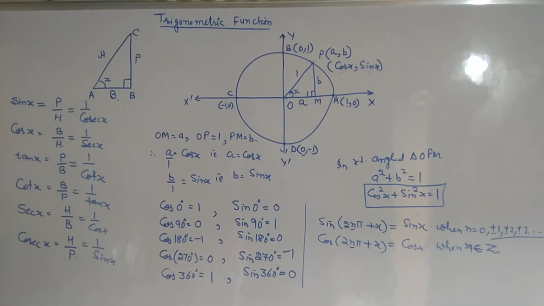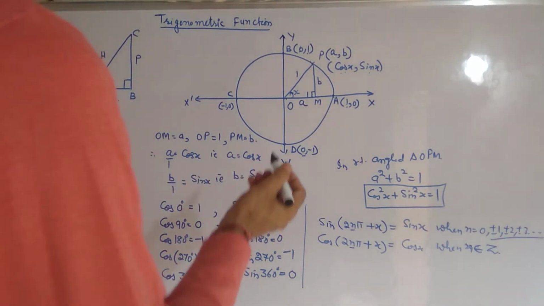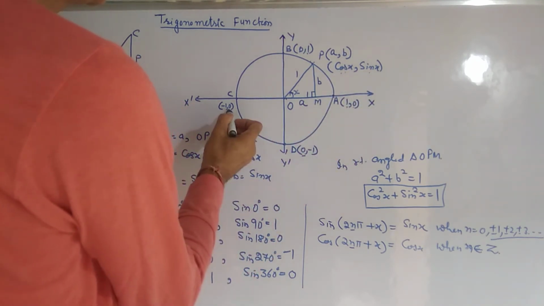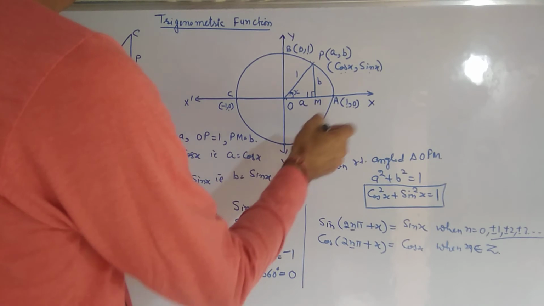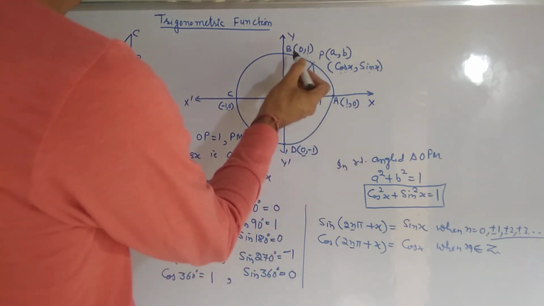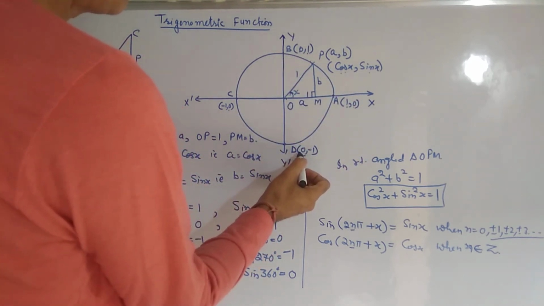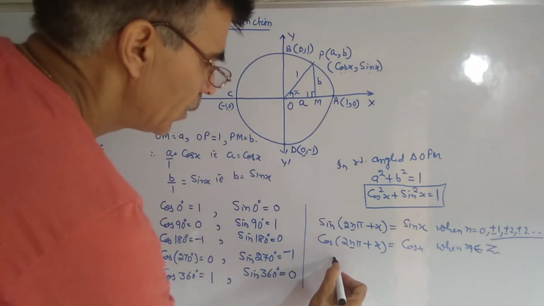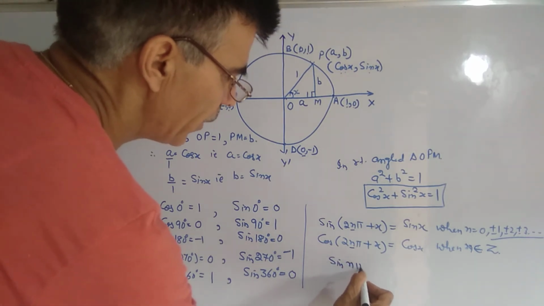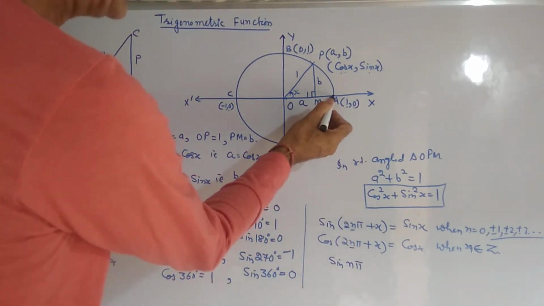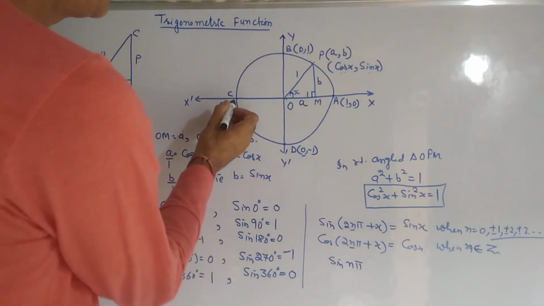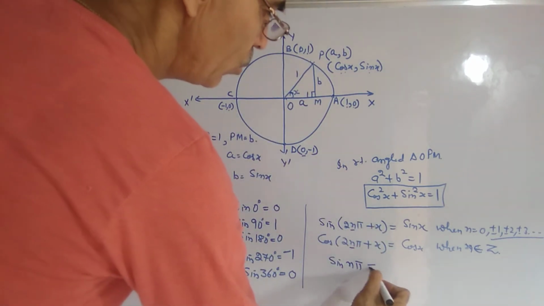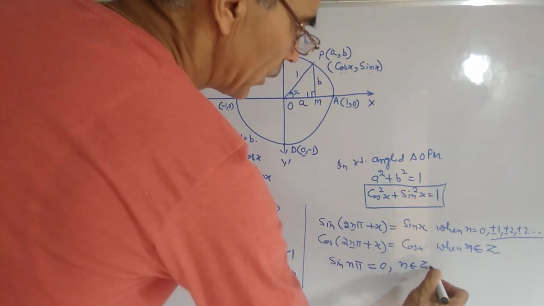Now further, in the unit circle we see here sin is 0 here and here. When we revolve in this way, sin nπ means 0, when n is 0, 1, 2, 3, 4, and so on. The value is 0, where n belongs to the integers.